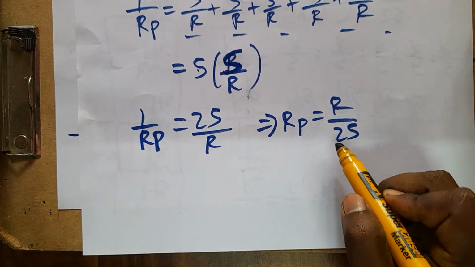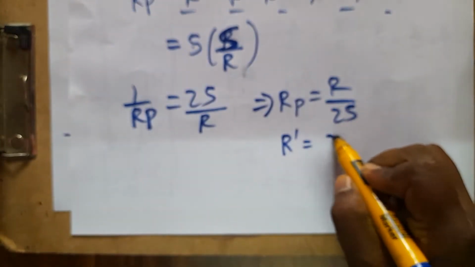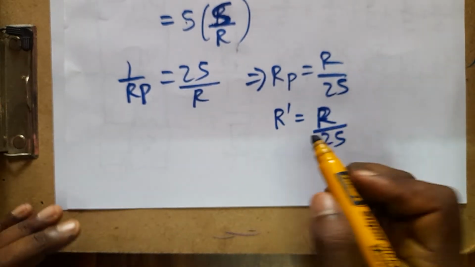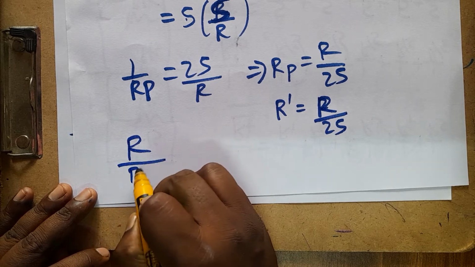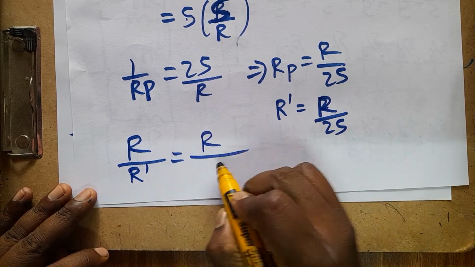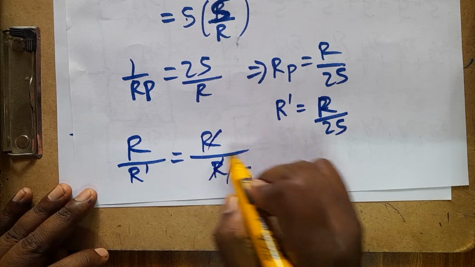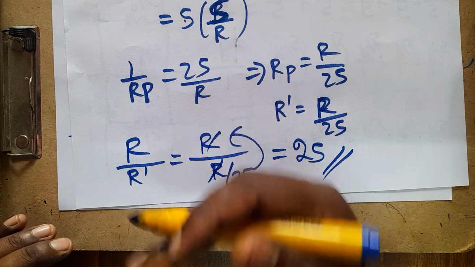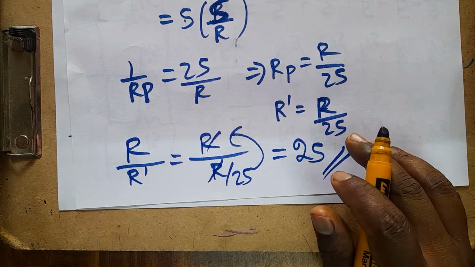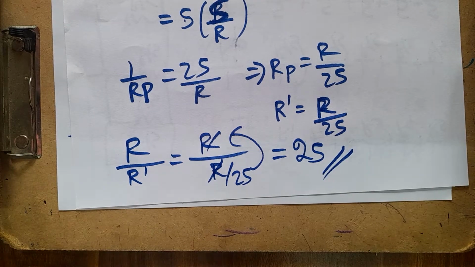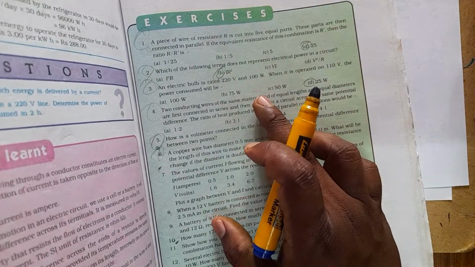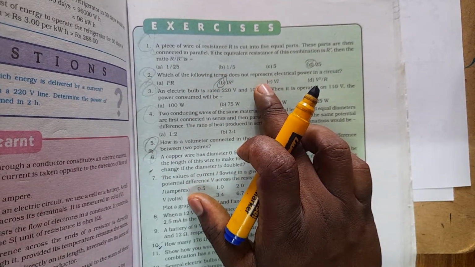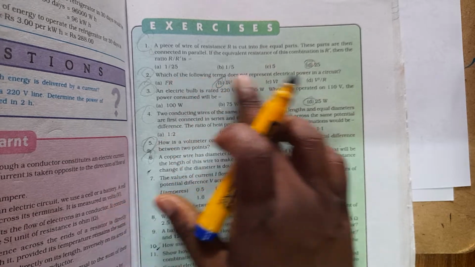Here Rp we take as R dash. In the second condition, it is going to be R by 25. In the first condition, what is the resistance? R. They want the ratio between R and R dash. R dash is R by 25. R gets cancelled, the denominator comes to the numerator: 25. So the ratio between these two is 25. I will show the question: first they took R resistance, next they cut the same wire into 5 pieces and connected them in parallel. The ratio between these two is 25.